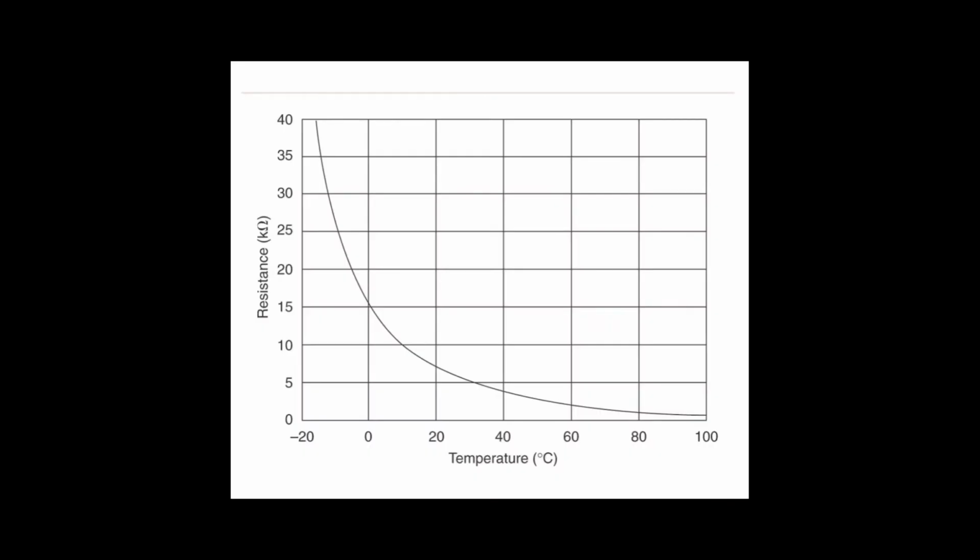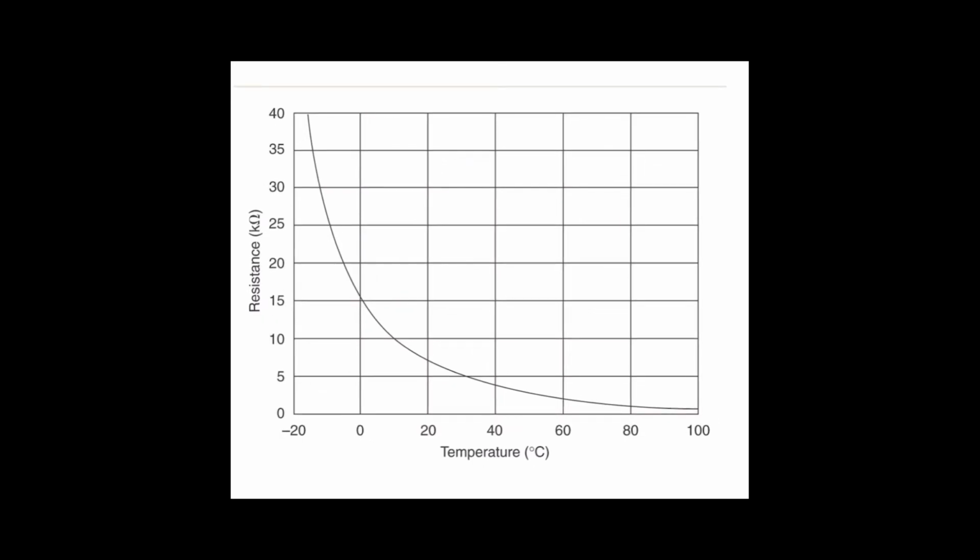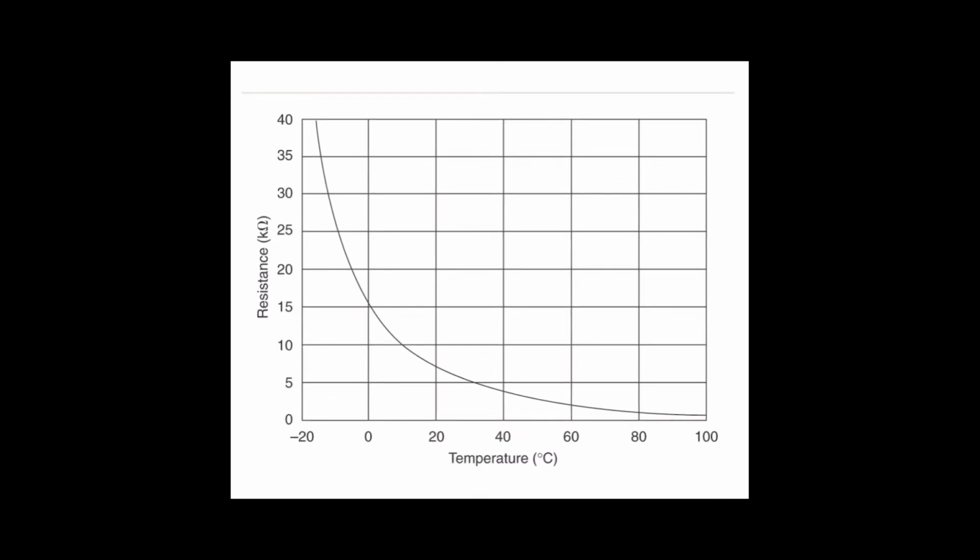This graph shows the behavior of resistance versus temperature in a thermistor. From this graph, we can see that when the temperature increases, the resistance value decreases exponentially. And this graph also has a negative gradient slope.